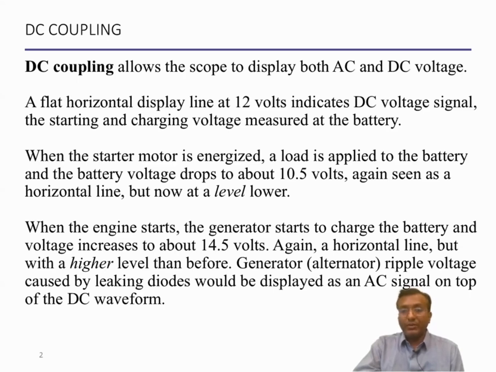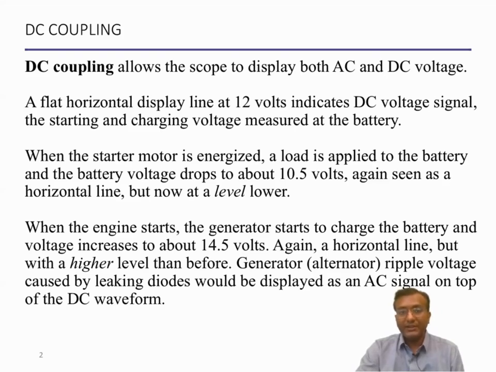Now, coming on to the DC coupling. DC coupling displays both DC and AC signal, making it useful for observing a steady DC voltage with any added AC ripple. Take a small example.